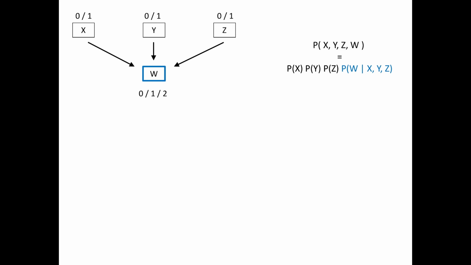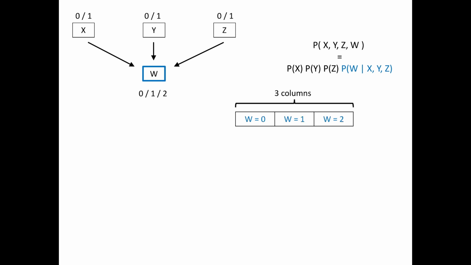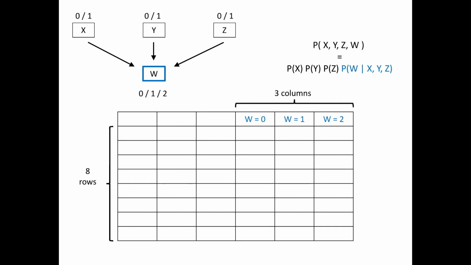We start by computing the number of columns. In this case, we have 3 columns, because w can take 3 possible values, 0, 1, or 2. Then, we compute the number of rows, which is obtained by multiplying the number of categories for each of the parent variables of w. In this Castle graph, w has 3 parents, x, y, and z, each a binary variable with 2 categories, so the number of rows is 2 times 2 times 2 equals 8. We have 8 rows to lay out all the possible combinations of the parent variables.